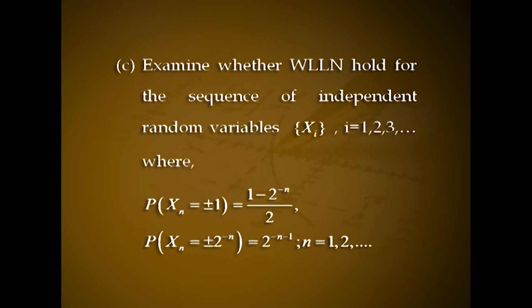C. Examine whether WLLN holds for the sequence of independent random variables xn for n equal to 1, 2, 3, etc., where P of xn equal to plus or minus 1 is equal to 1 minus 2 raised to minus n divided by 2, P of xn equal to plus or minus 2 raised to minus n equal to 2 raised to minus n minus 1 for n equal to 1, 2, etc.